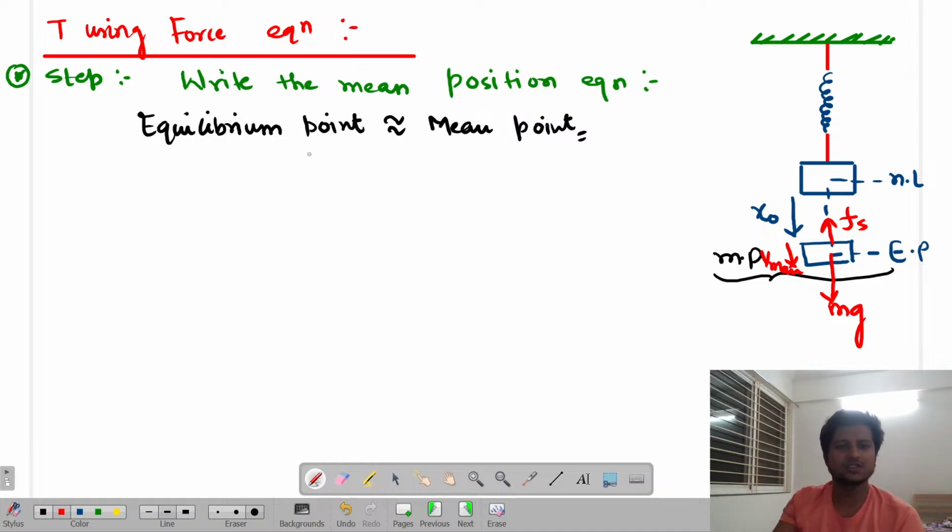So we will write the first step, which is the mean position equation. Writing spring force is equal to how much, mg. How much is that, mg.